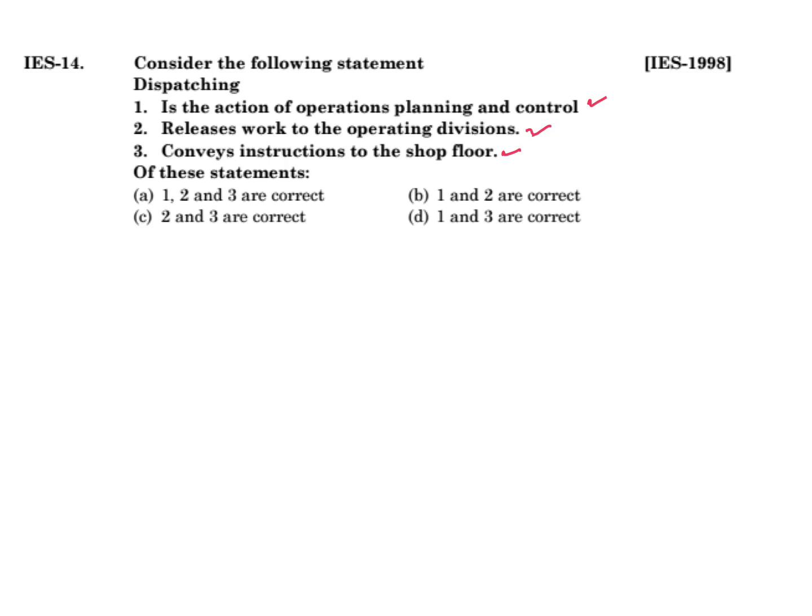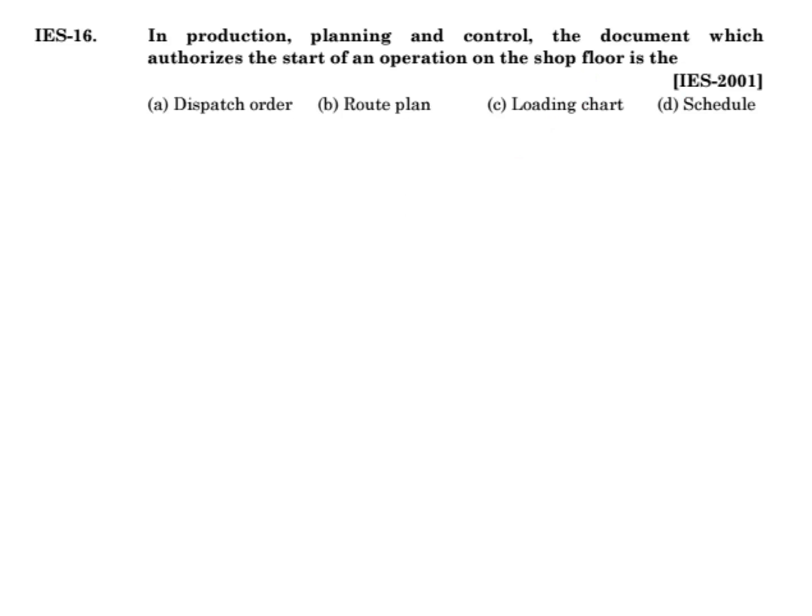In production planning and control or PPC, the document which authorizes the start of an operation on the shop floor is: A. Dispatch order, B. Route plan, C. Loading chart, D. Schedule. Dispatching, dispatch order. A is the answer.